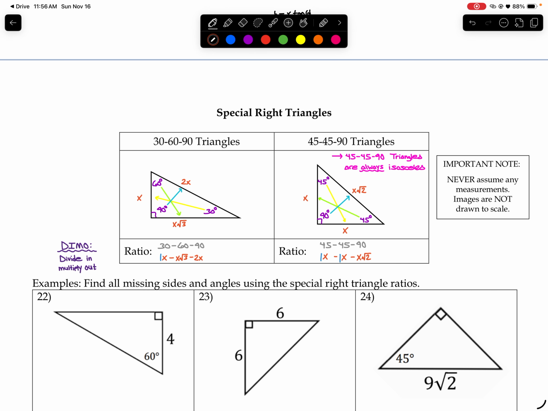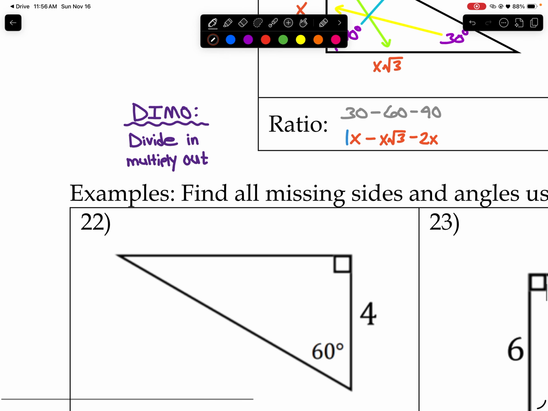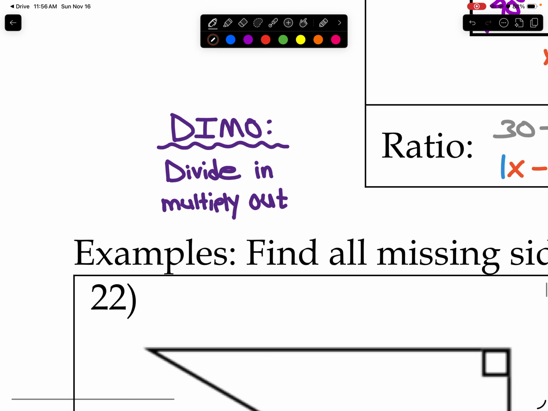With the special rights that we're going to be doing, we're just going to do a quick recap. This should serve as a review, so we're just going to dive right in. In order to do the special rights, I use a concept that I call DIMO. It just means divide in and multiply out.